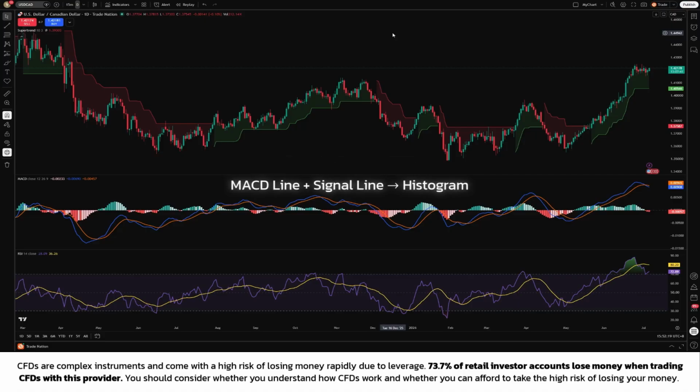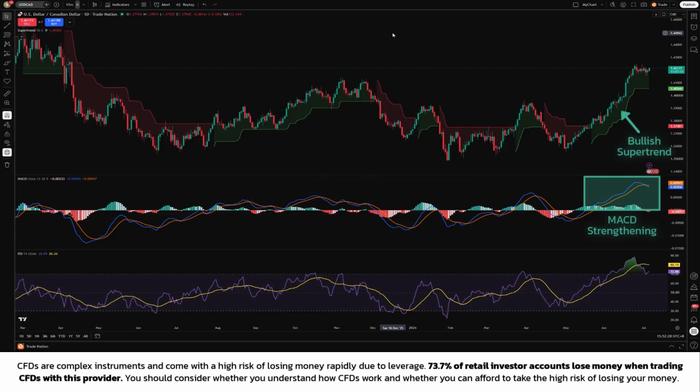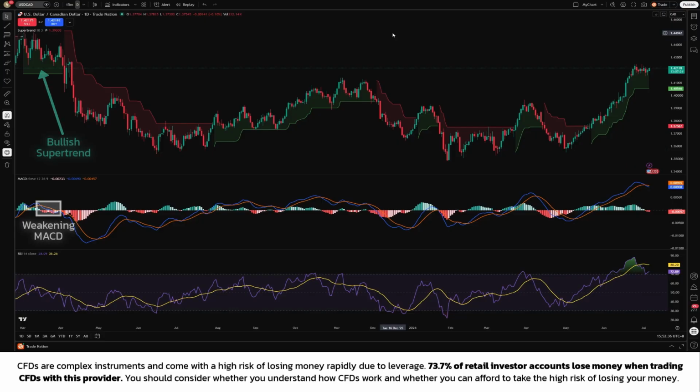MACD then adds the momentum layer. The MACD line, signal line, and histogram help show whether momentum is building or fading behind that trend. If Supertrend is bullish and MACD is also strengthening above the signal line, the move has more confirmation behind it. If Supertrend is bullish but MACD is weakening, it may suggest that the trend is still active but momentum is starting to slow.